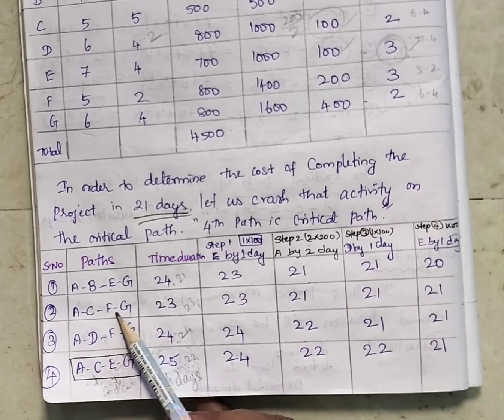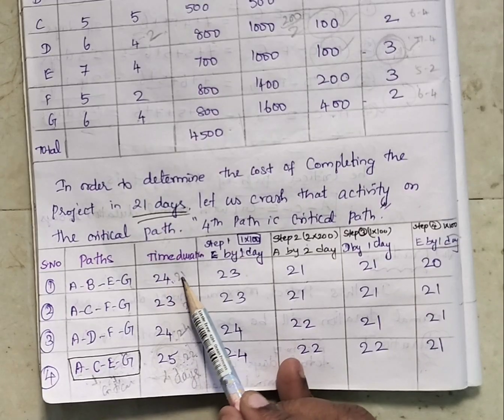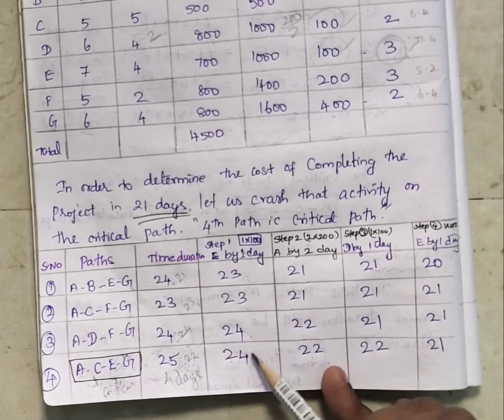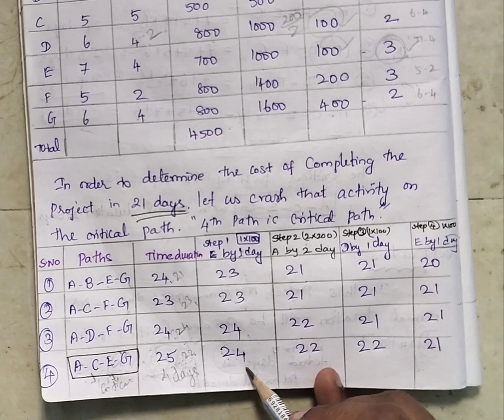Here there is no E activity, but here E activity is there. So this path is reduced by 1 day and becomes 23 days, while the others stay at 24 days, 24 days. So the critical path status is maintained in this path.